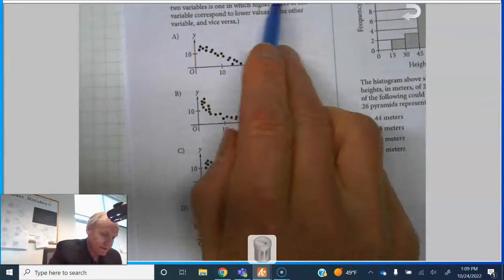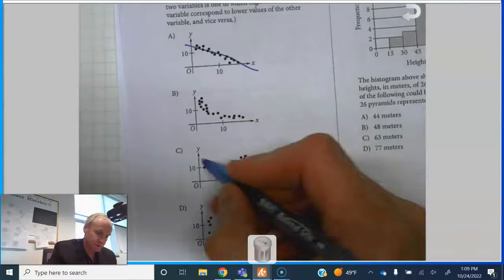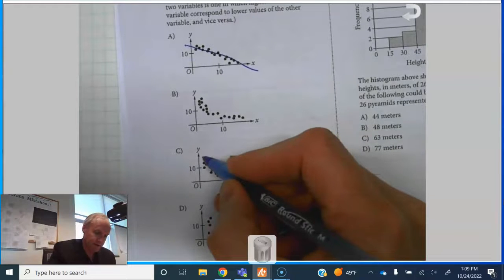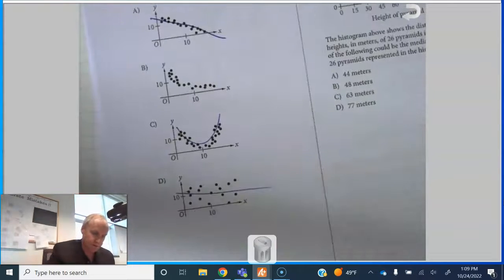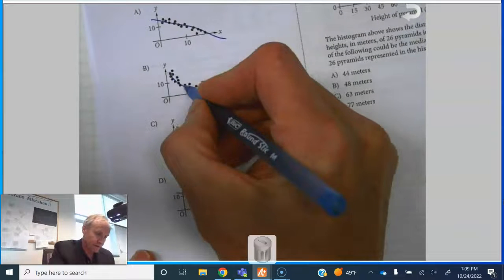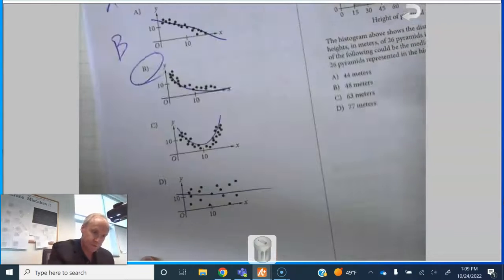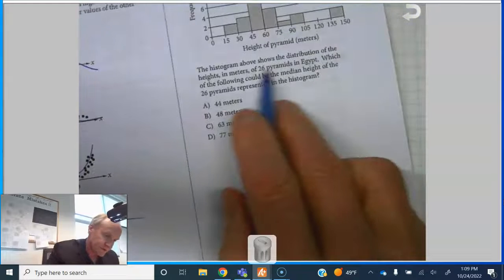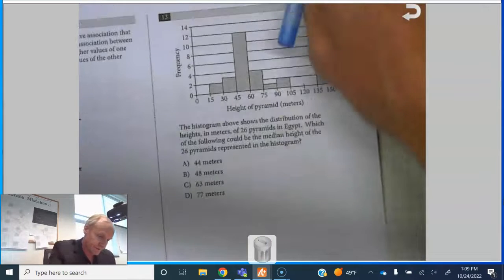Which scatter plot shows a negative association that is not linear? This one is linear. This one isn't a negative association at all. In fact, this has no association. This one is a negative association, but it's non-linear. Absolutely certain.